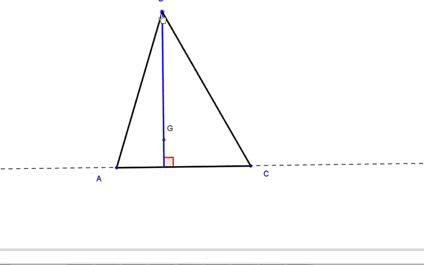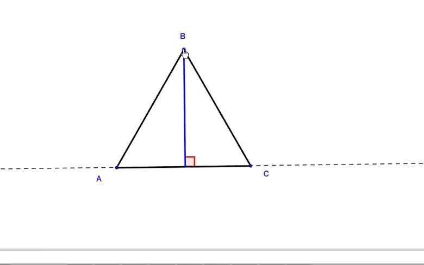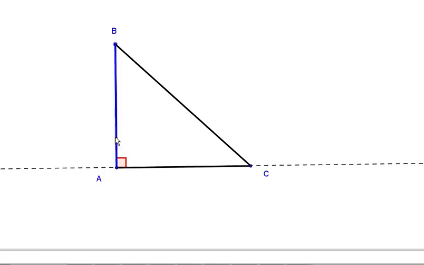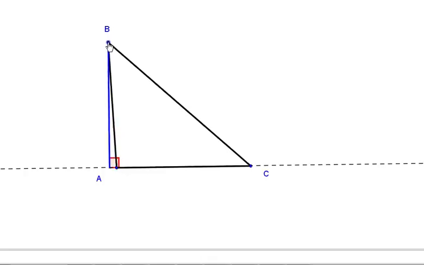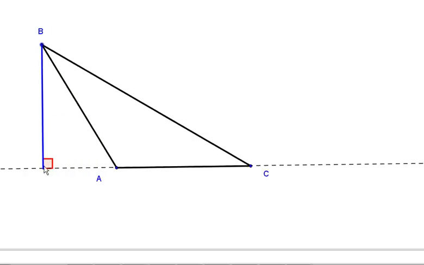When my triangle's acute, we're happy. G is on the inside of the triangle, and my altitude is on the inside of the triangle. However, when my triangle's a right triangle, my altitude ends up being one of the sides, or the legs, of this right triangle. And the point of concurrency, point G, ends up being the vertex of the right angle. If I make my triangle obtuse, the altitude moves to the outside of the triangle.